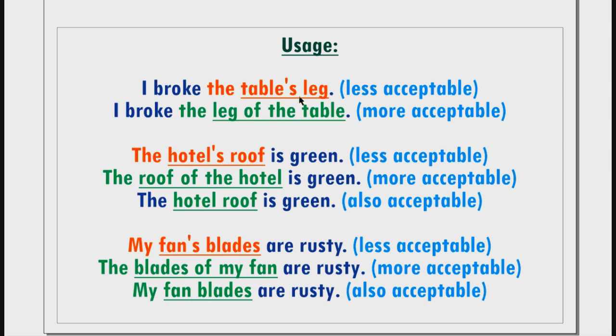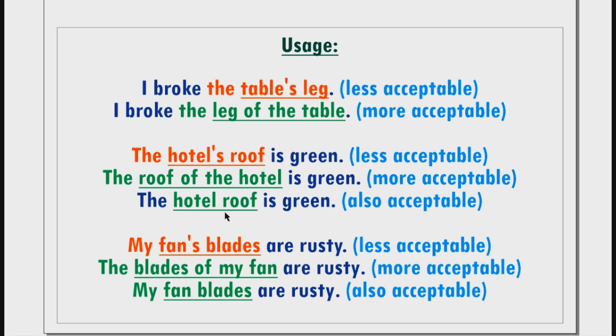It's an inanimate object. For example, I broke the table's leg. I believe it's not really acceptable. I broke the leg of the table. It's more acceptable. The hotel's roof is green. This is wrong. Preferably, we should say the roof of the hotel is green. This is more acceptable than the hotel's roof. Then we say the roof of the hotel.